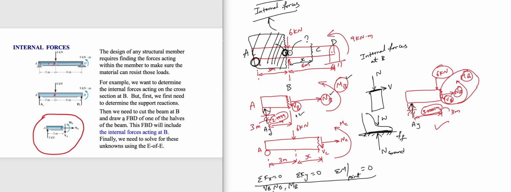But see, in this free body diagram, you don't know VB, you don't know NB, you don't know MB, but do you know AY? According to my diagram there, no, I don't know AY. So before you make an imaginary cut and draw VB, NB, and MB, you have to find the support reaction. And do you know how to find a support reaction? Yes, you do. In the previous chapters, I taught you how to find support reactions.